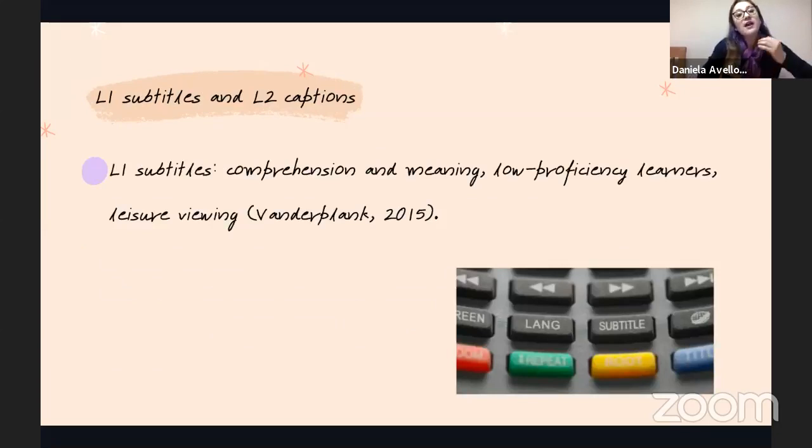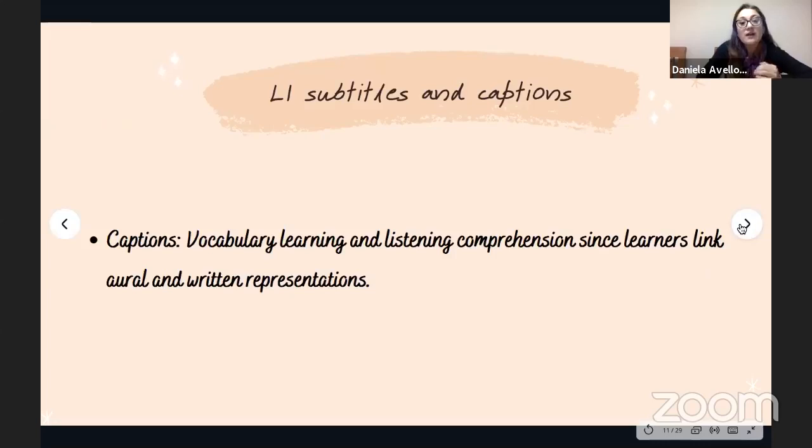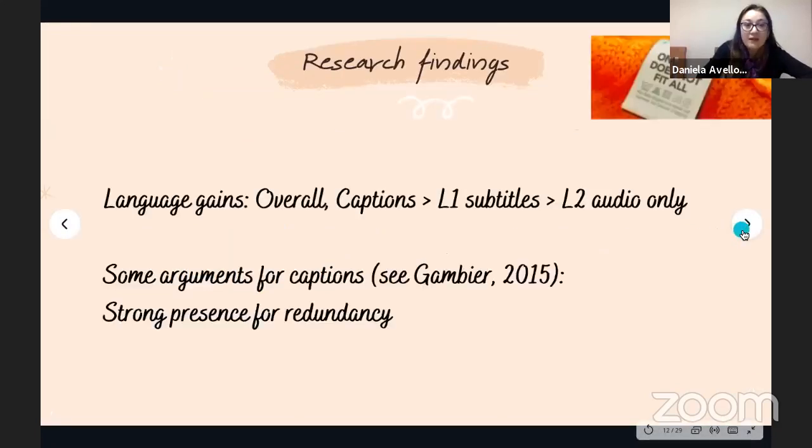L1 subtitles are associated with comprehension and meaning, low proficiency learners, and leisure viewing. Whereas captions are associated with vocabulary learning and listening comprehension, since learners link oral and written representations. Overall, in terms of language gains, captions seem to be better than L1 subtitles, and at the same time, L1 subtitles are better than L2 audio only. But this is just something general. To make a decision, there are different factors that we have to take into account. And for example, L2 proficiency plays a role in here.